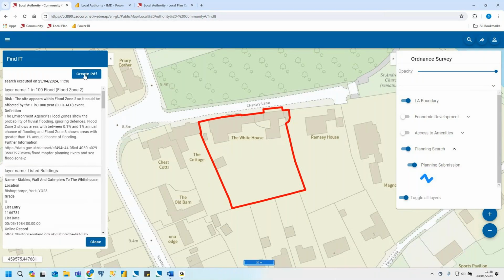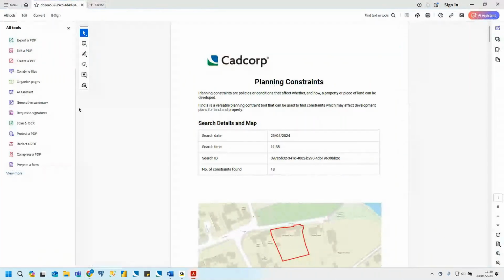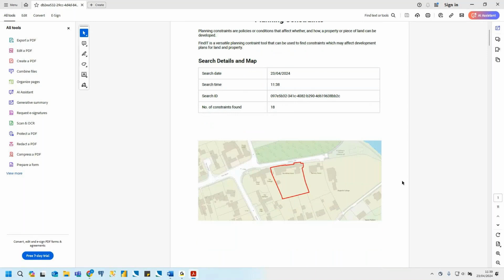You can continue to scroll through the results on the left-hand side, or you can create a formatted PDF document which will document the search and all of the results that it's found. And this is an example of the output. So on the first page, it will provide the search date and time of the search that we've just carried out. And every search is also given a unique ID. And then underneath, we'll have an embedded map showing the area that we've searched with.